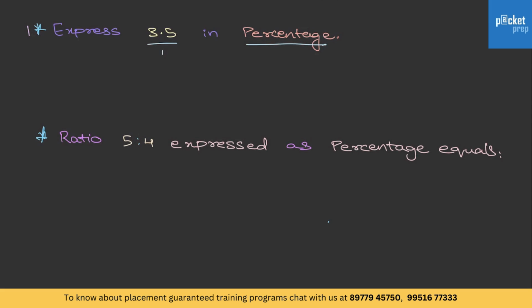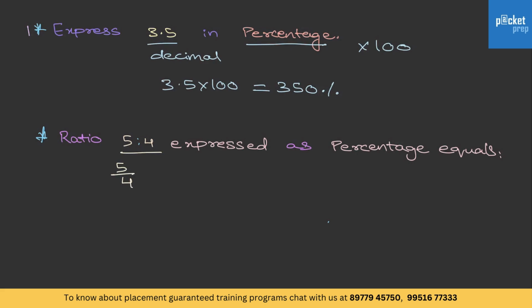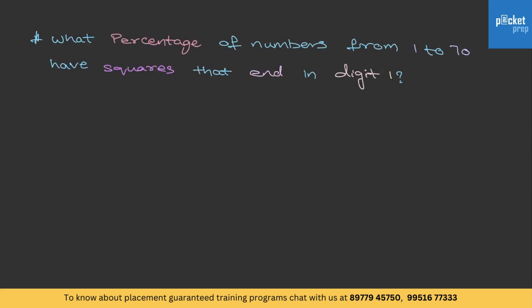As it is a decimal, we must multiply with 100, which gives us 3.5 into 100. This is 350%. And the next one, given a ratio 5:4, this can be written as 5 by 4, nothing but a fraction. And they're asking us to express it in percentage. So even this, if multiplied by 100, gives us percentage. 4 ones are 4, 4 25s are 100, 5 25s are 125%. Let's see another question of the same type.